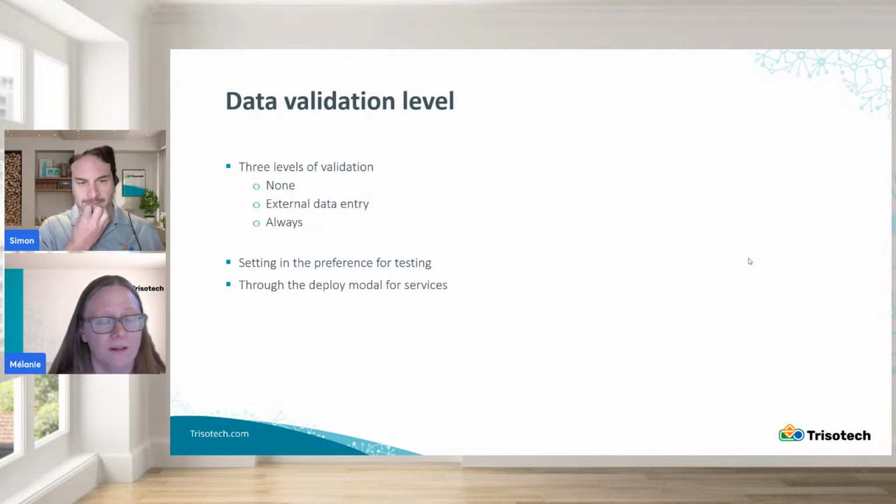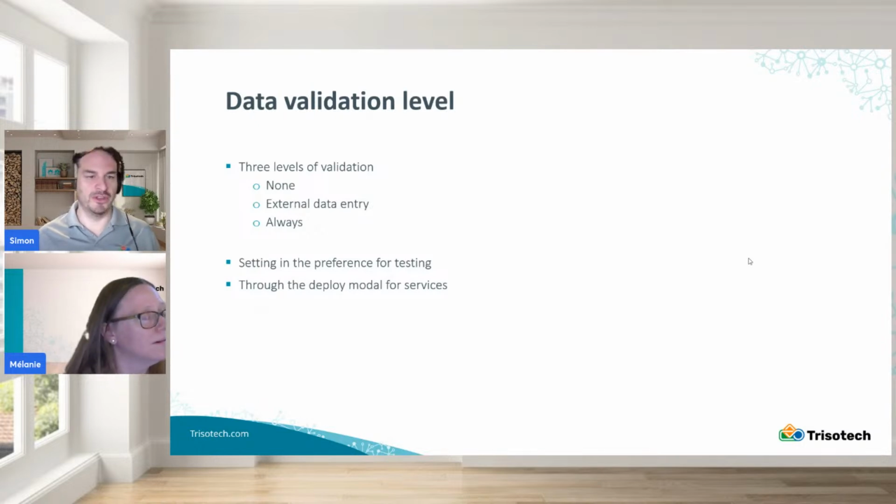So this can be set in the preference for testing, and each service can be deployed with its own preference. I'd say that when you're creating the model, you should set it to always. So you know if any decision is messing up with your data, you can fix it, and you'll be able to better debug everything. And it will help you catch as well when you mistype things. Oh yeah, of course, because it happens.